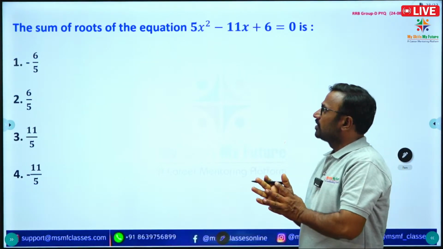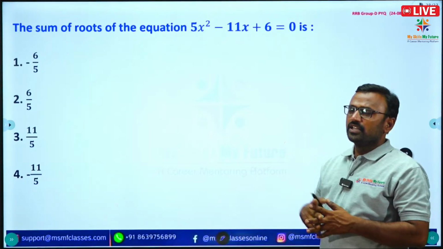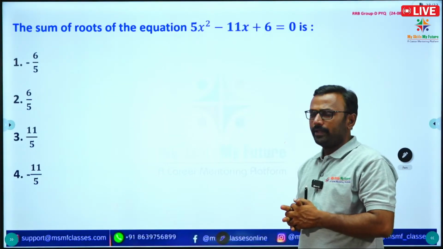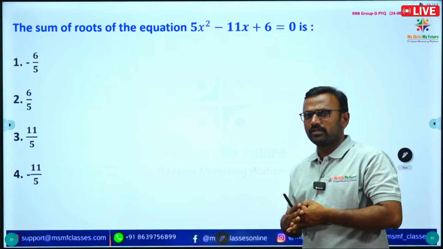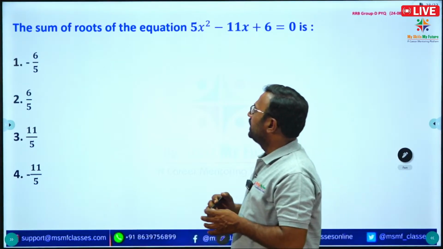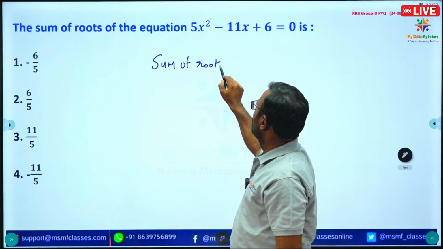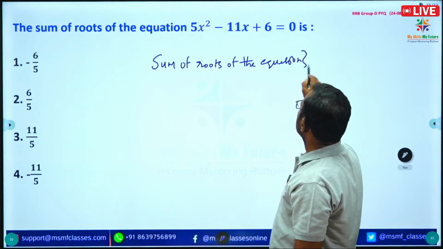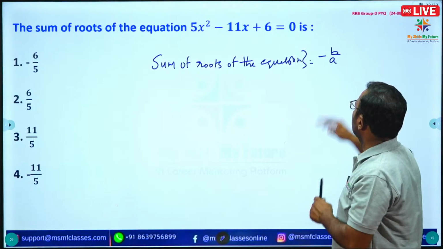See the question: the sum of roots of the equation. These types of questions we have seen many times in the RRB. They are asking the sum of roots of the equation, or sometimes the product of the roots of the equation. Here they gave the sum of roots of the quadratic equation. So we have the formula minus b by a.